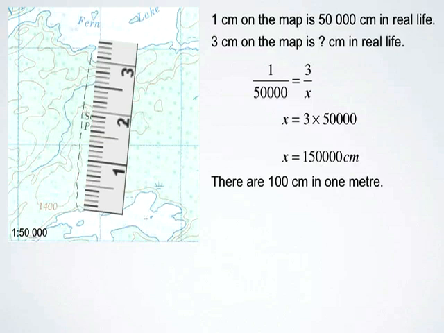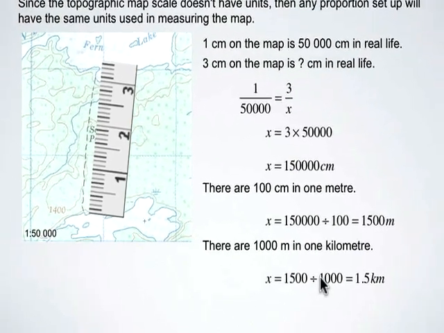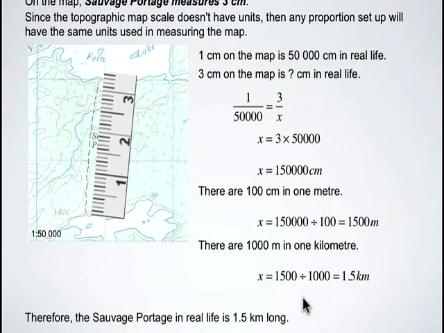There are 100 centimeters in 1 meter. So if we divide by 100, we get 1,500 meters. There are 1,000 meters in a kilometer. So if we divide by 1,000, we end up at 1.5. Therefore, the portage in real life is about 1.5 kilometers long.